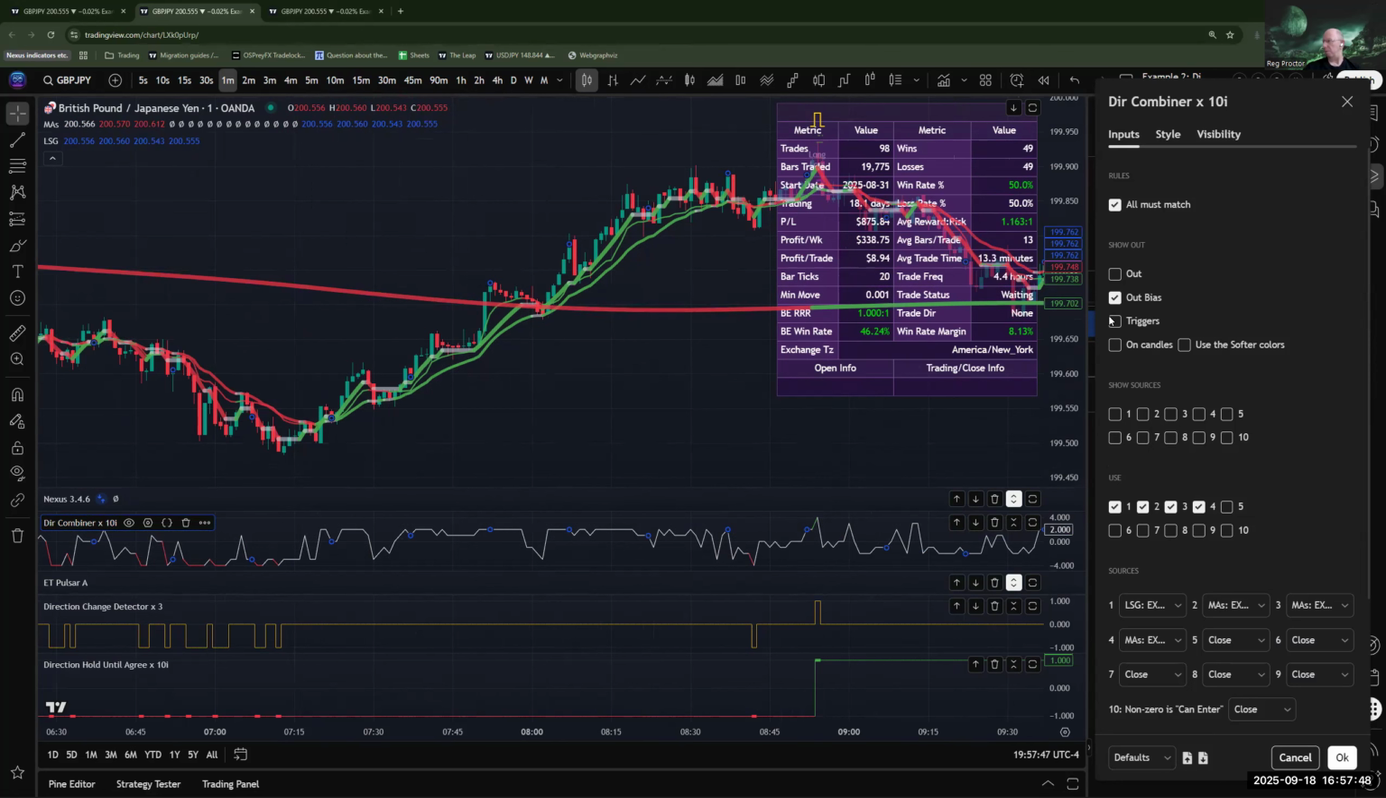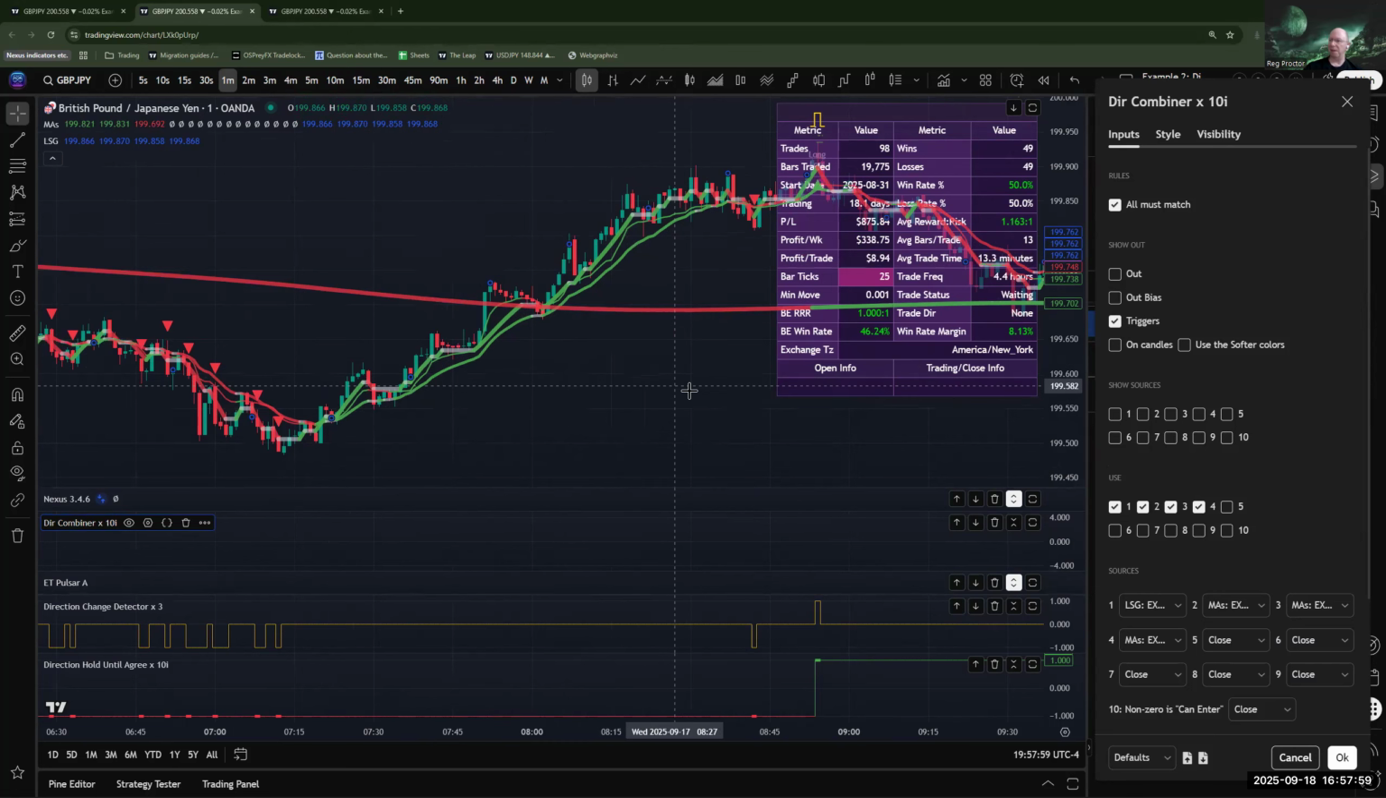And so on. And the triggers, I don't actually remember how the triggers works. It's been a while since I've used this one. But you can always just look at it. Maybe it's when they all suddenly agree, it gives a signal or something. There you can see some triggers there.